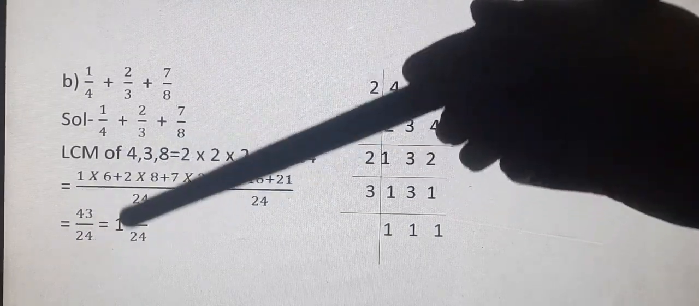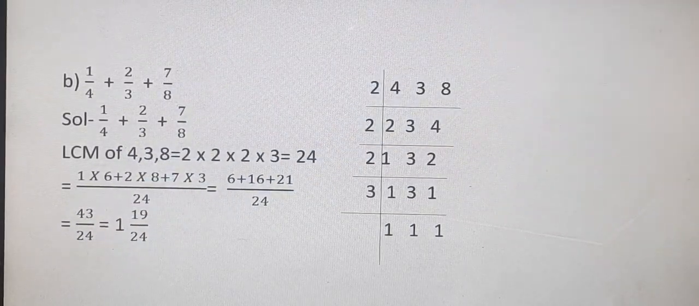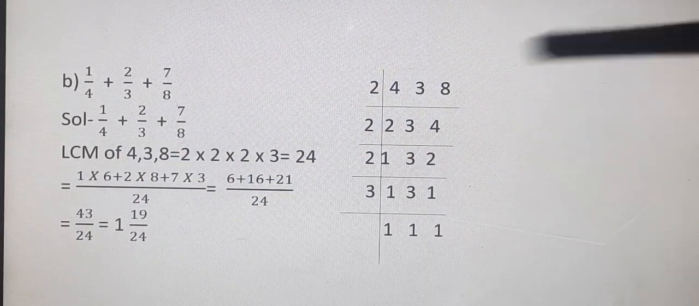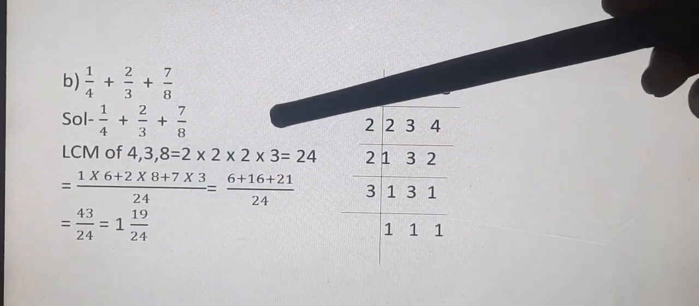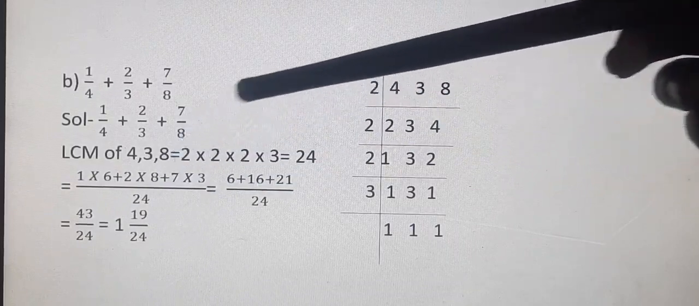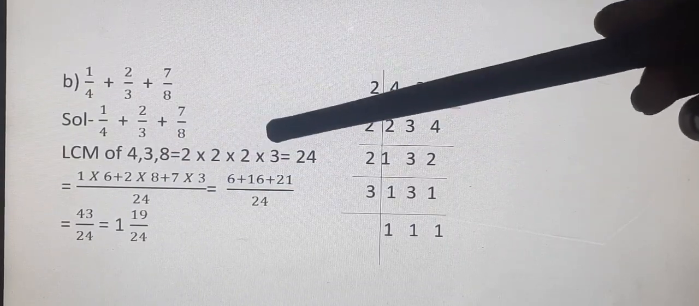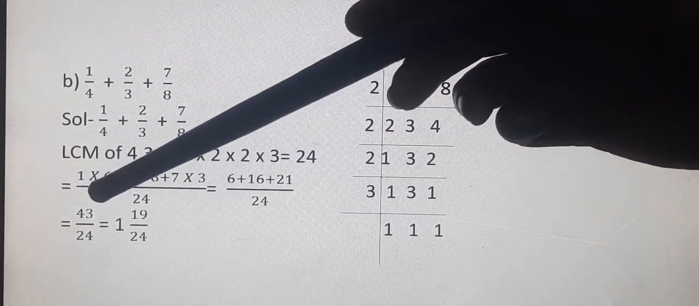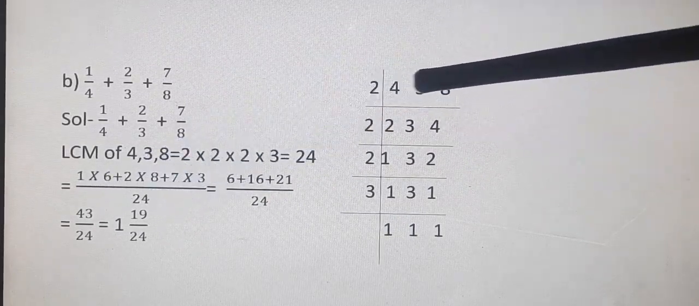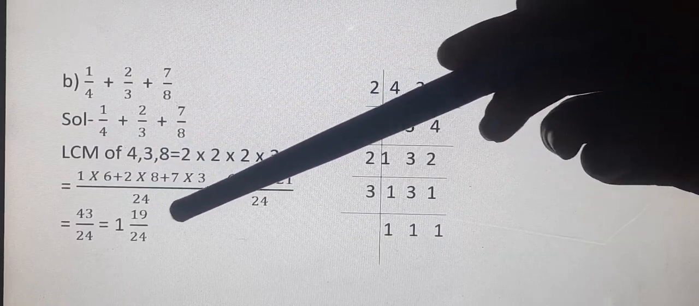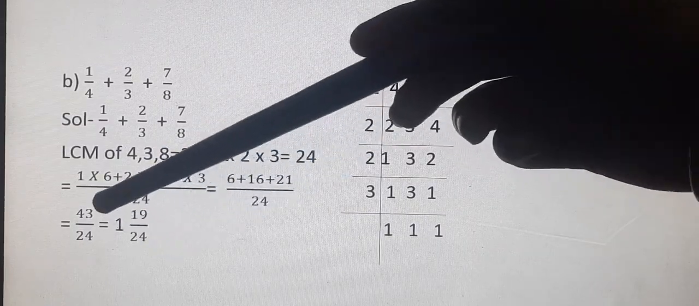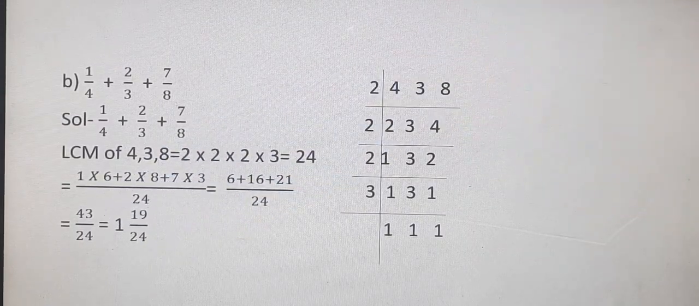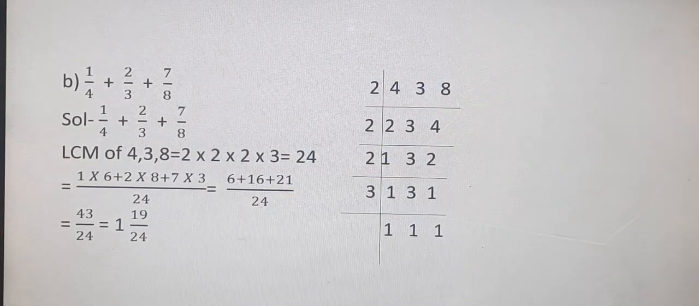43 upon 24 is improper fraction. So it will be converted into mixed fraction form. 24 2s are 48. It becomes bigger than 43. So 24 1s are 24. Then when we will subtract 24 from 43 we will get 19. Q whole R upon D. That is 1 whole 19 upon 24. If you are not able to do orally, you can do division in rough column.